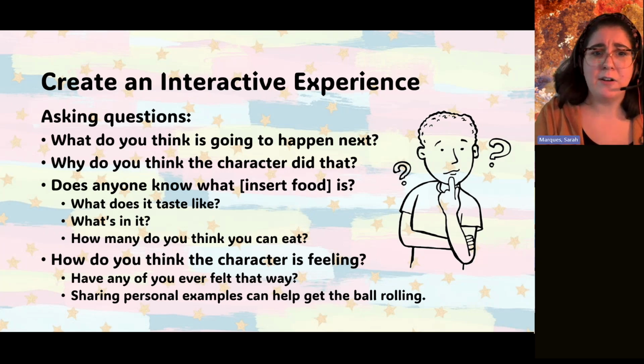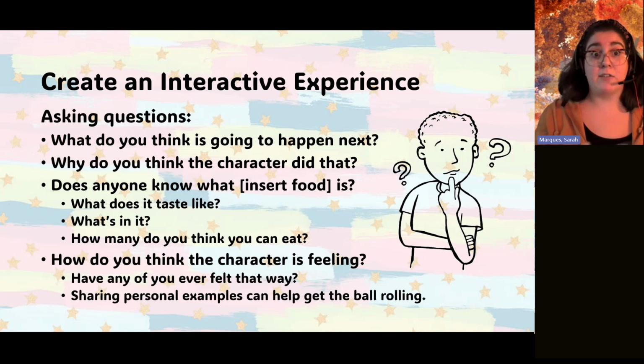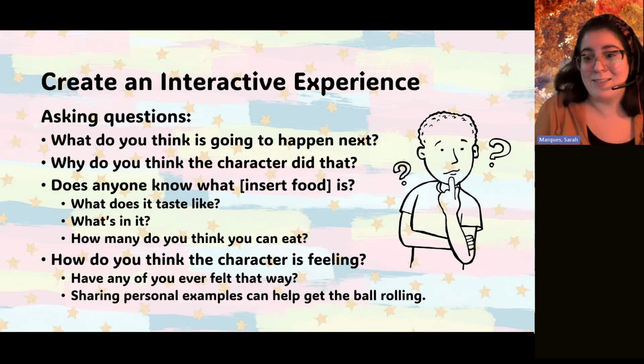How do you think the character is feeling? And then a follow-up is, have any of you ever felt that way? This is great, especially for books that are about social emotional learning. And students can share about what they're nervous about or what makes them angry. And you get to learn more about your class, which is really awesome.